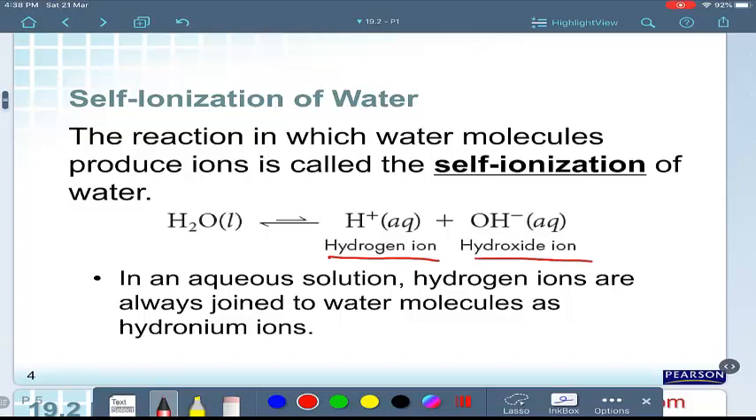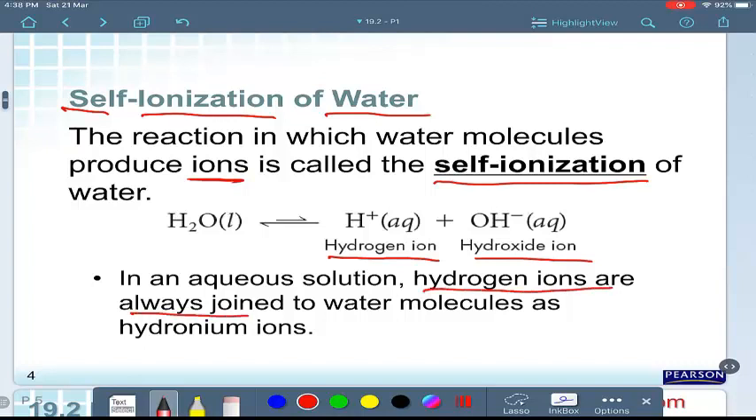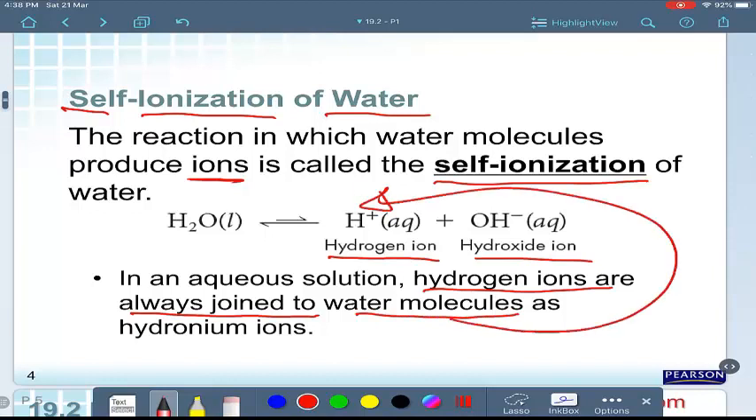This process that happened to the water we can call self-ionization of water. It means the water is ionized by itself without any interference. The reaction here produces two types of ions. It means what happens is self-ionization of water. Hydrogen ions always join to water, as I said, to form hydronium.